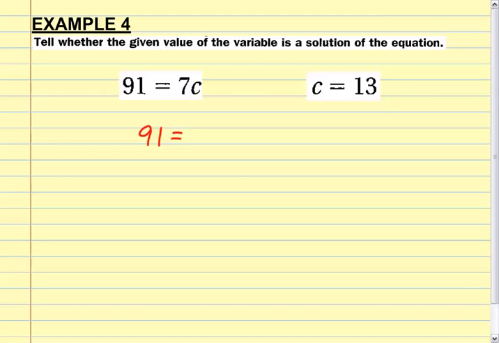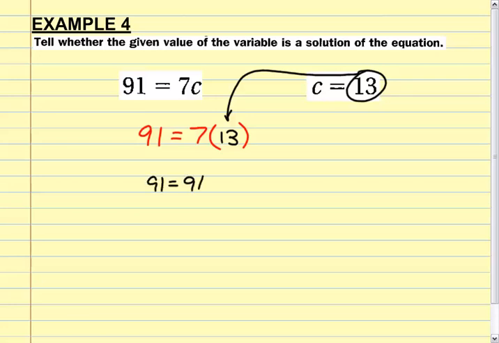Well, wait, no, sorry. 7 parentheses. Now, what do I do with that? You want me to take 13 and plug it in here, okay? Now, that's 7 right next to the parentheses. What do I do here, Jenna? 7 times 13. Would you do that on your calculator? Tell me what you got. 91. So we got 91 equals 91.